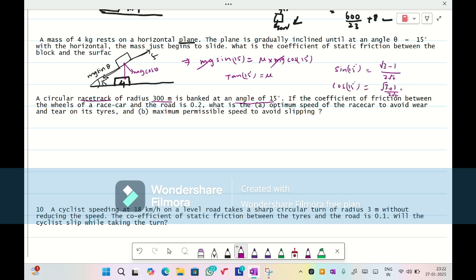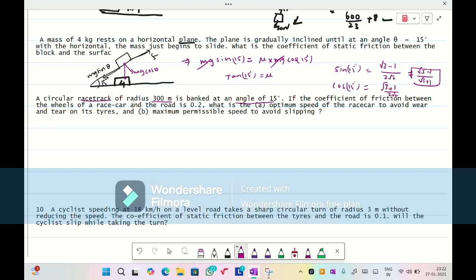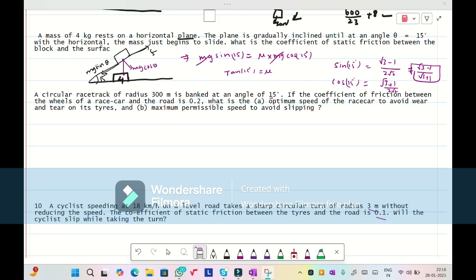So tan 15 is equal to, 2 root 2 gets cancelled, root 3 minus 1 by root 3 plus 1. So this is tan 15. For that value, rationalization gives root 3 minus 1 whole square, but instead of that, substitute the root 3 value. So we will get 0.27, I think. The next problem.